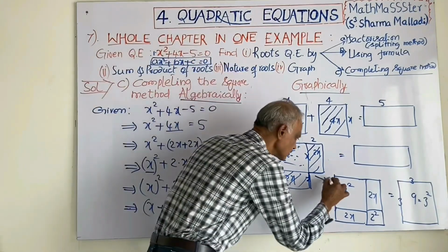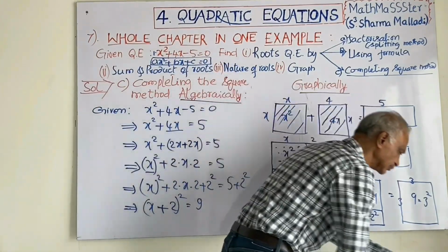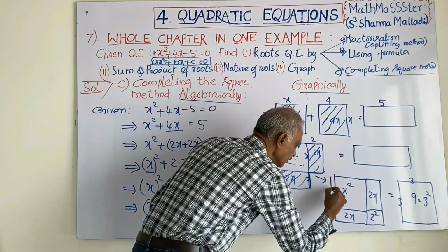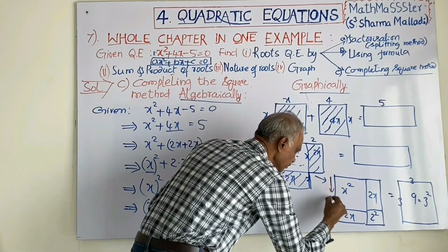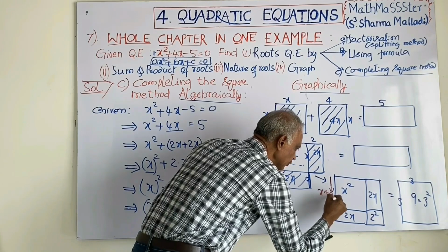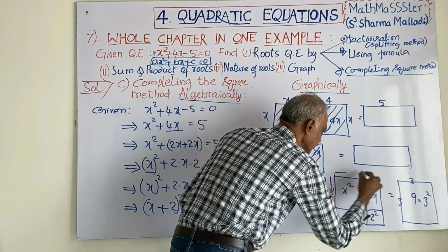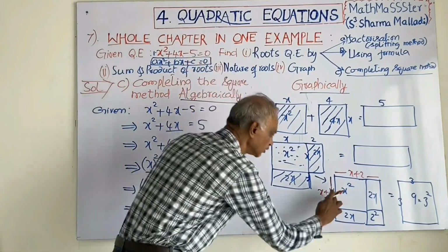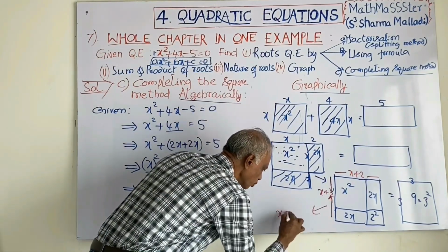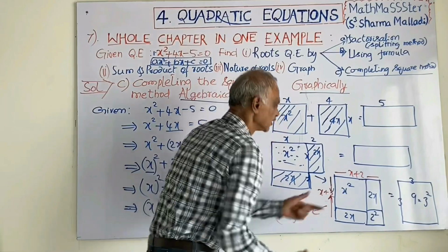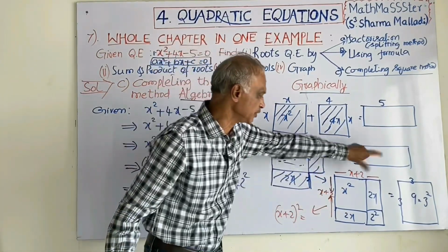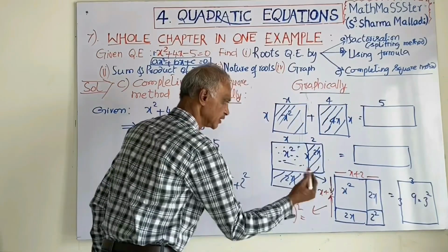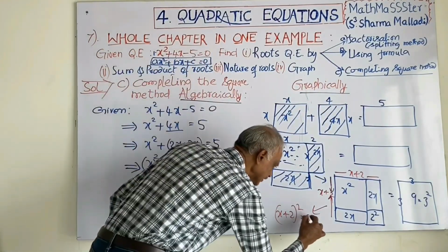You observe, this length will be x plus 2 and this length will be x plus 2. This is 2 and this is x plus 2. You got here x plus 2 whole square. It is a perfect square. X plus 2 into x plus 2, x plus 2 whole square, is also a perfect square, is equal to 3 square.